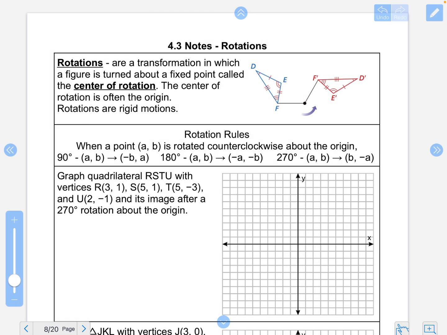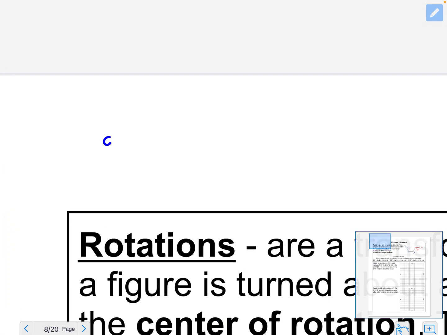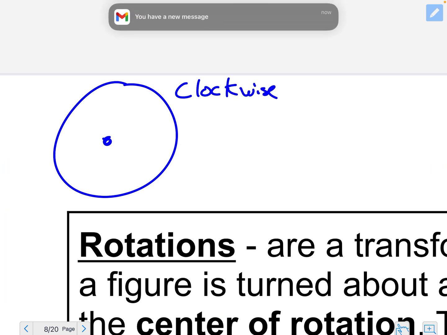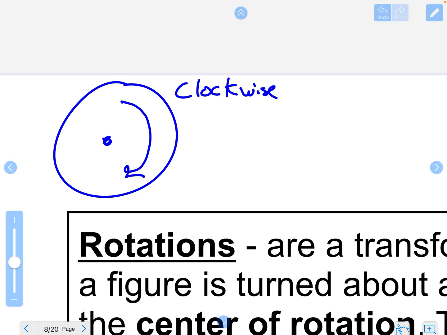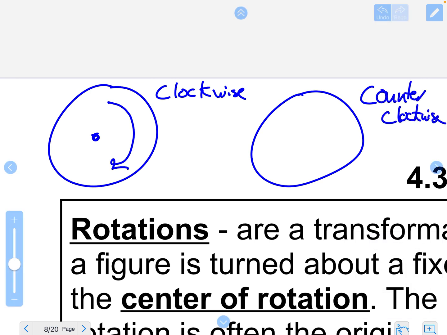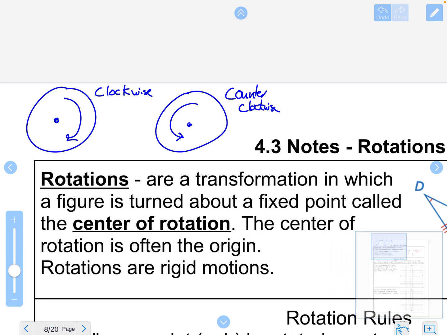So the first thing that I want us to make sure that we understand is the difference between clockwise and counterclockwise. So clockwise, we're going to go to the right just like a clock would, whereas if we are counterclockwise, we go to the left, opposite of the way that a normal clock would go. So when we do rotations, it's important for us to understand the difference: clockwise, you go to the right; counterclockwise, you go to the left.